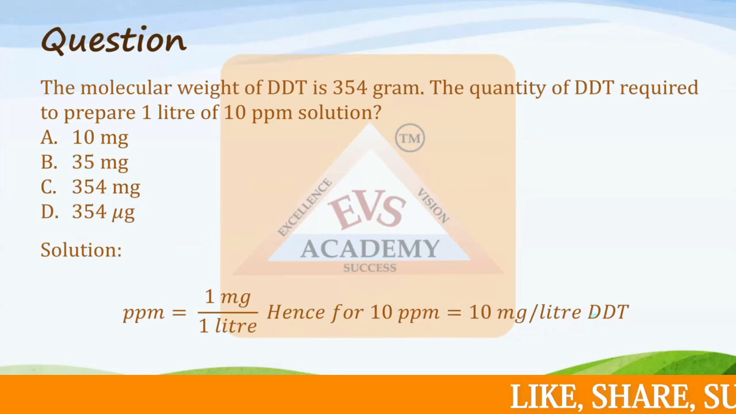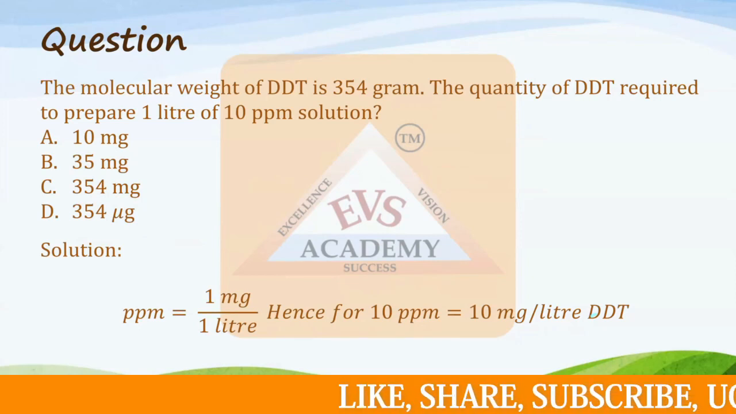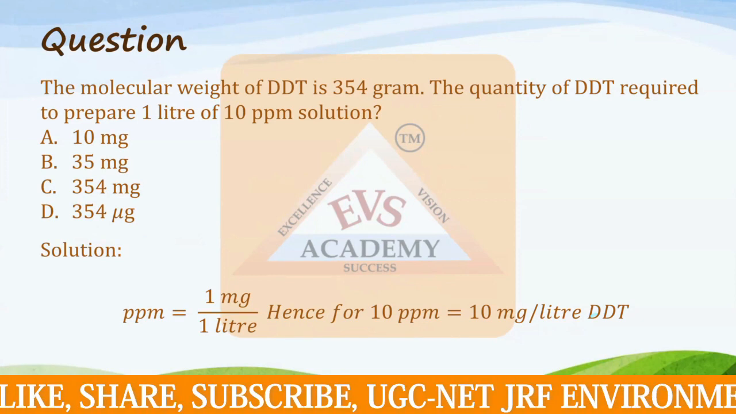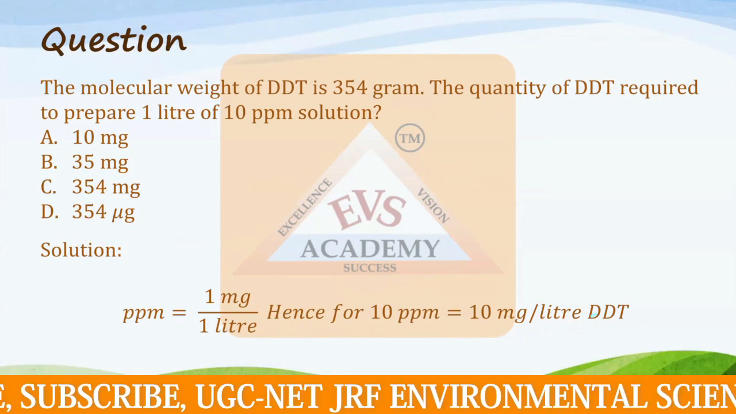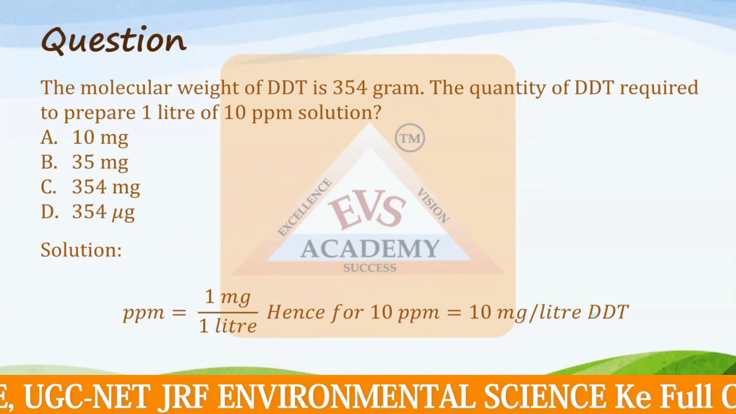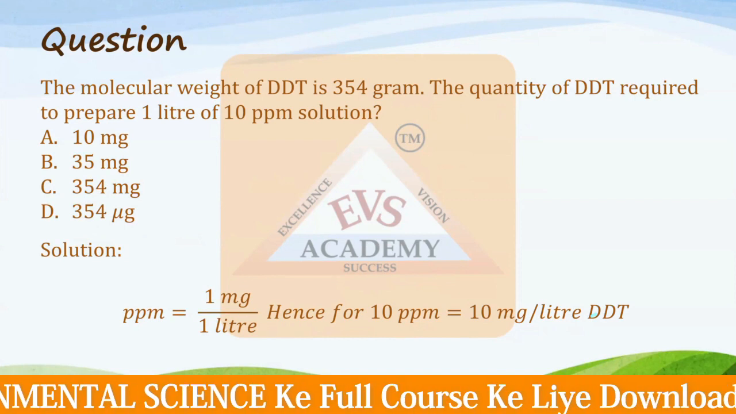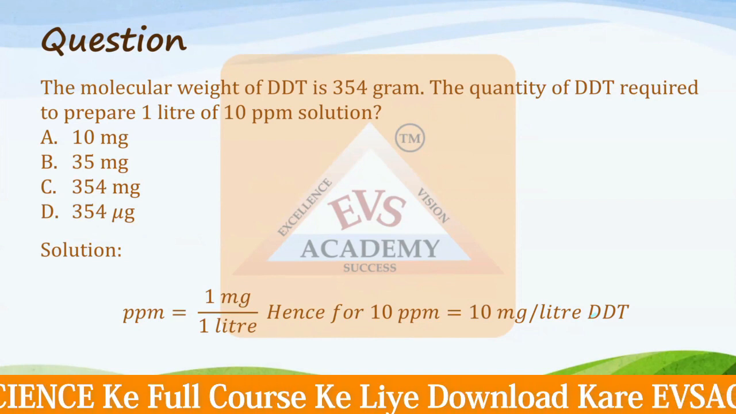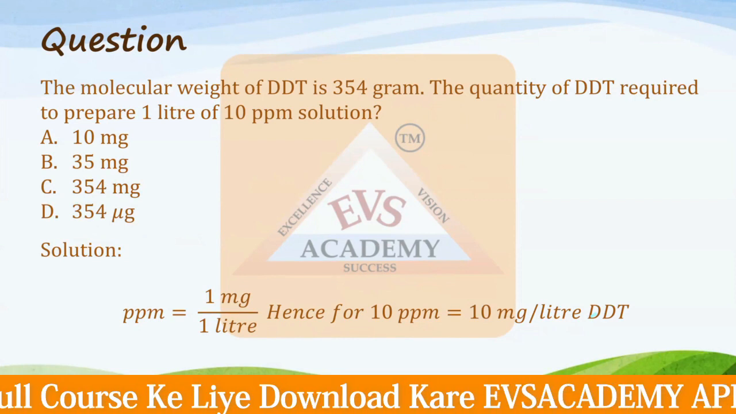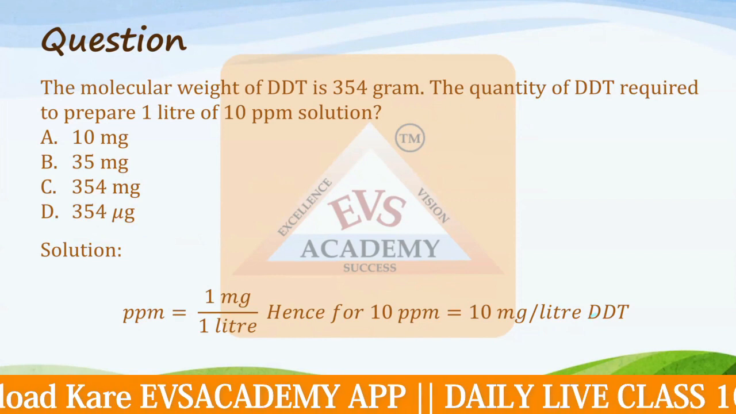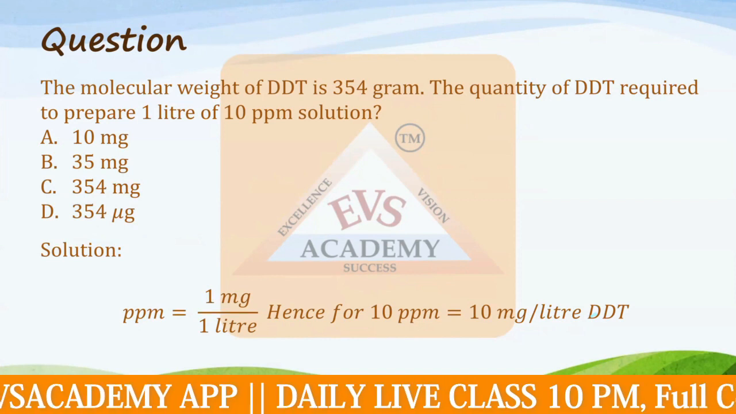Here is the question from the ppm solution. Now it is saying that in the question, the molecular weight of DDT, DDT is a chemical that is used as a pesticide to kill the pests and all the different insects. So DDT is 354 gram. The quantity of DDT required to prepare 1 liter of 10 ppm solution.